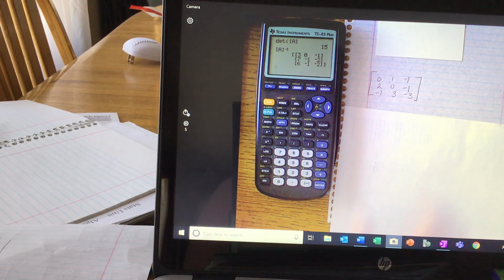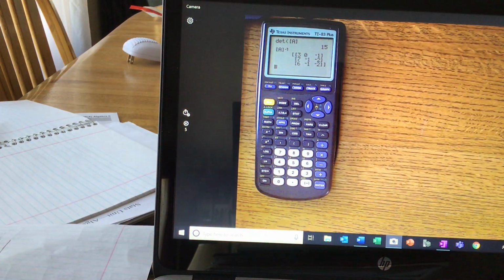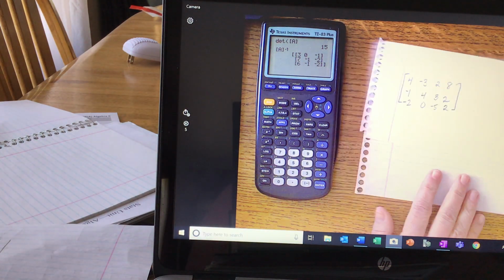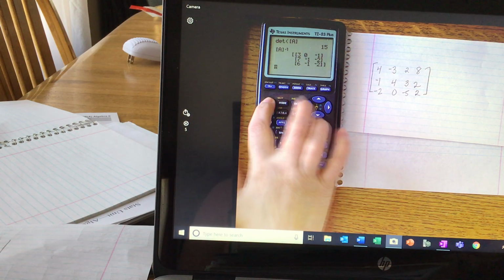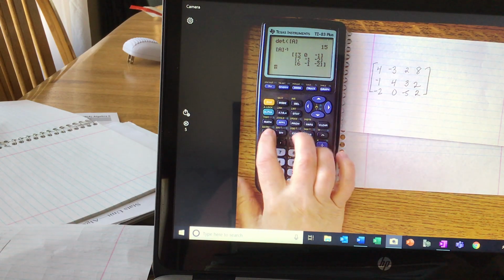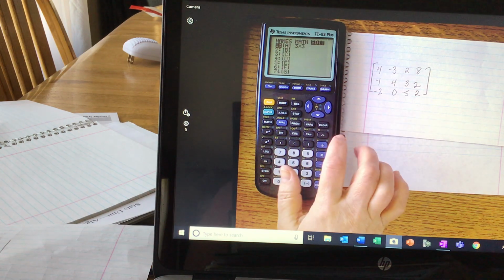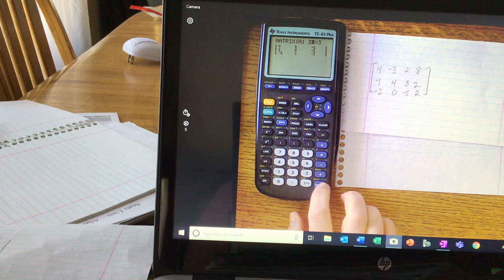And the last thing I want to show you is how to enter it under row echelon form. Excuse me, reduced row echelon form. So the matrix we're going to enter is an augmented matrix, and it is a 3x4. So again, we're going to go to matrix, so second, x to the negative 1, and we want to edit. And this time it is a 3x4.